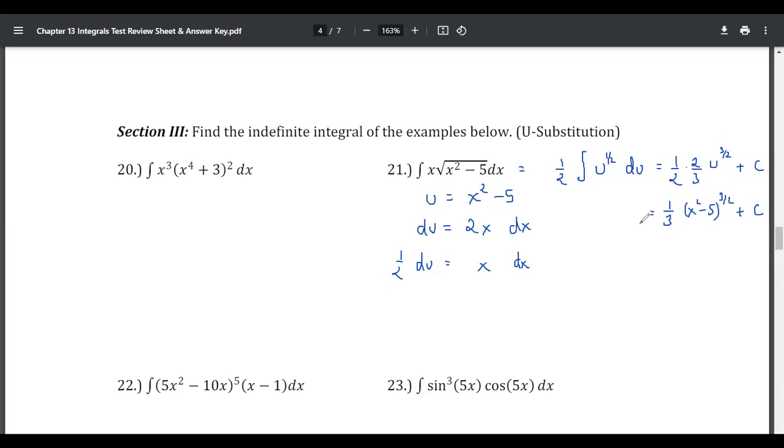Okay, how do you feel about it? I think this part I feel pretty good. It's just the constant multiples that confuse me. Okay, so for that, make sure you follow this structure. If you follow this structure, then it will become better.